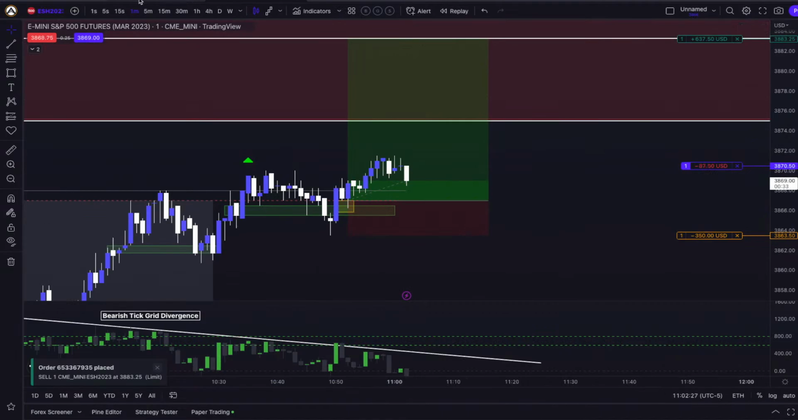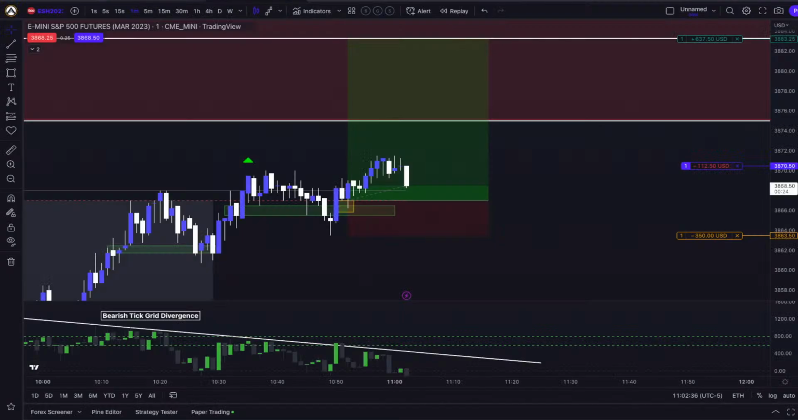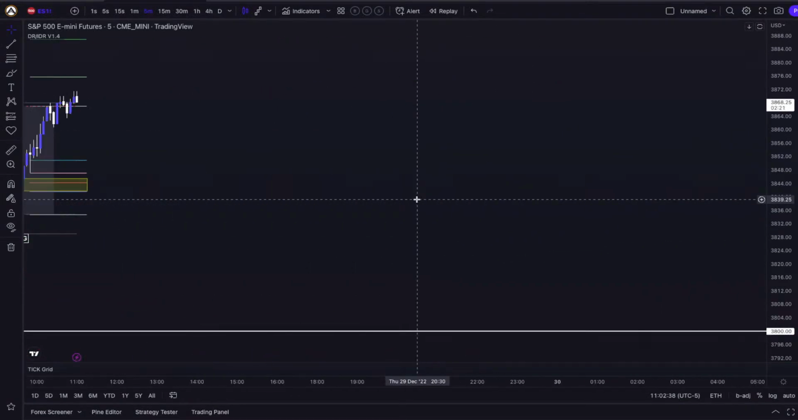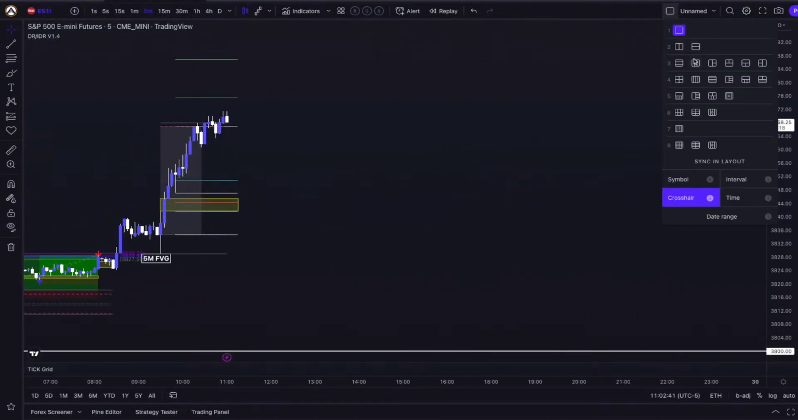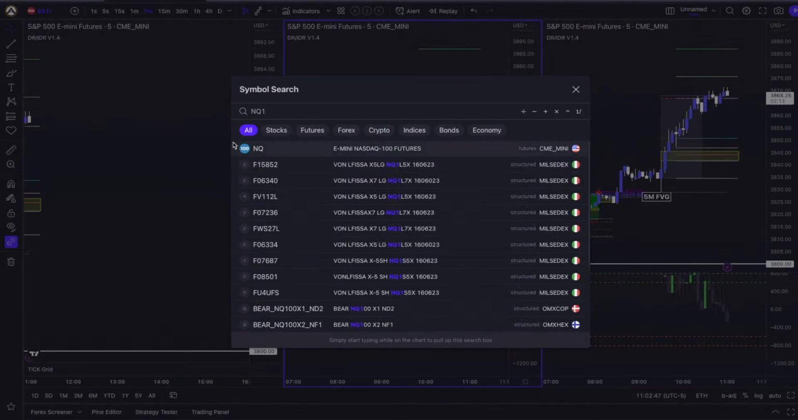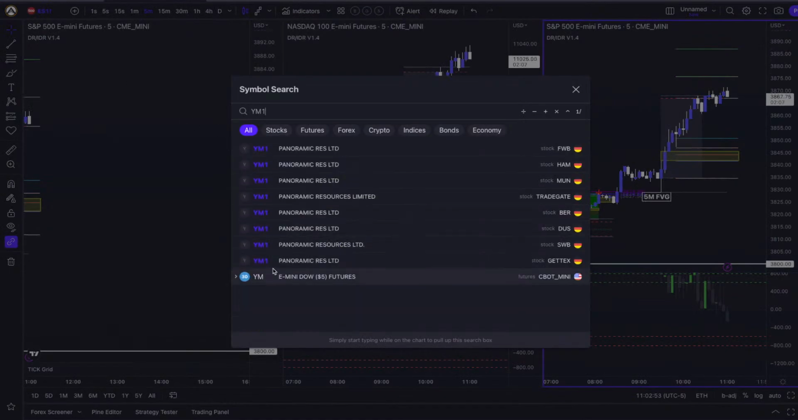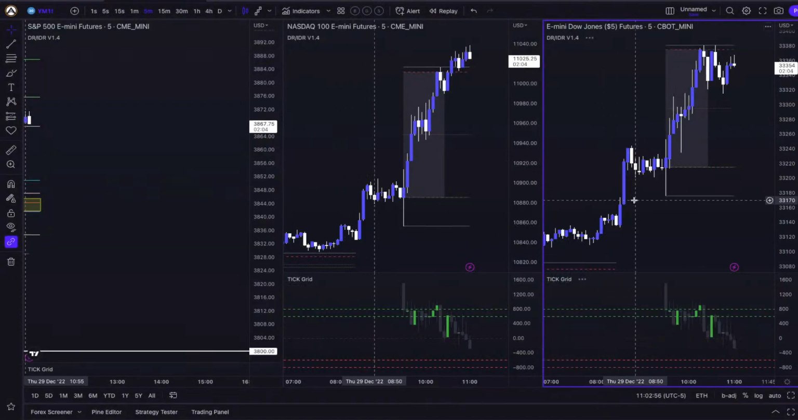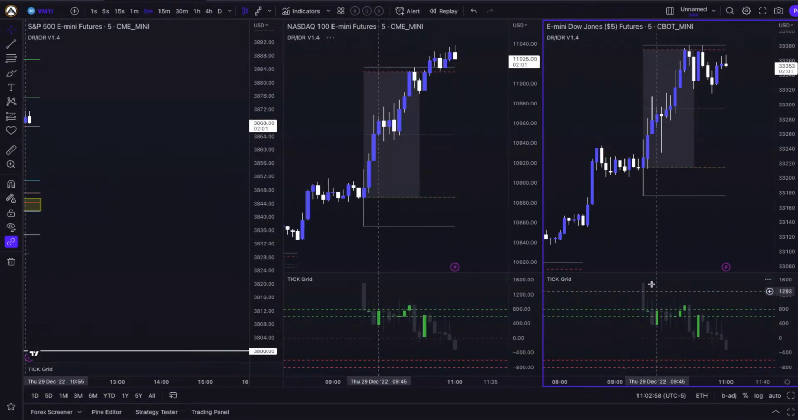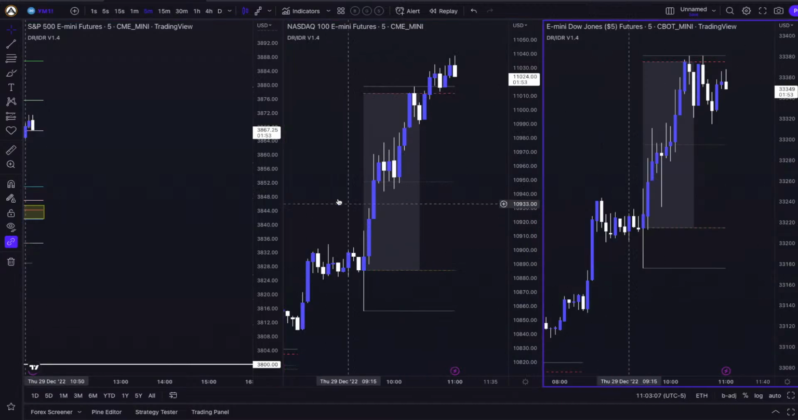Let me quickly open up a new tab where we can compare all three indices with each other. Now I'm actually going to do it right here. All right, let's split our chart 3 ways. Here we are going to use NQ1 quickly, and we are going to use YM1 right here. We see the divergence on all 3 tick grids basically, but for the comparison we don't have to have it on our chart, to be really honest.